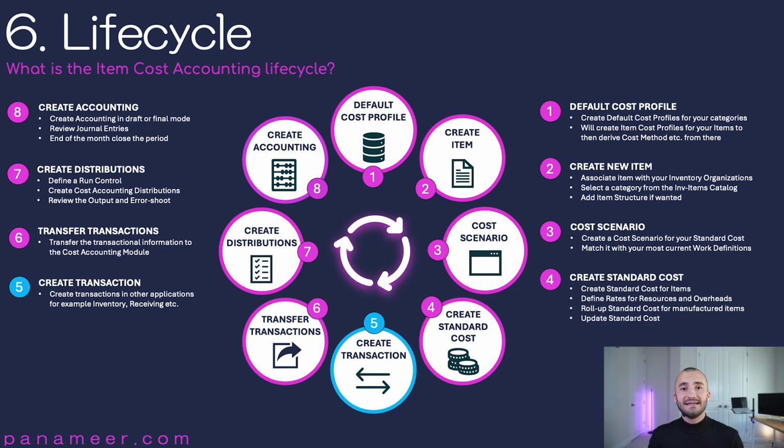Hi, I'm Linus and welcome back to this 8-step video series where we go through a standard cost process end to end, step by step. In step 5 of 8, we will now create a transaction, and not any transaction. We will create a purchase order and give it a different price than we have defined as the standard cost for our item. This step has two different parts to it.